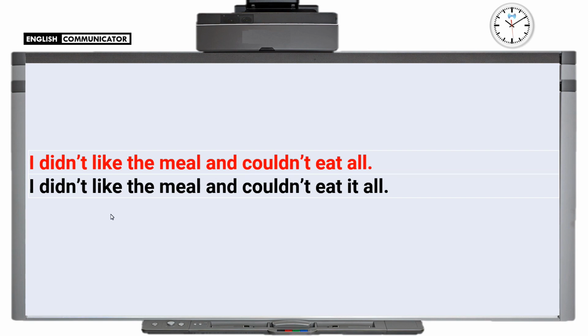I don't like the meal and could not eat all. Wrong. I don't like the meal and could not eat all. So you have to mention, I could not eat it all. Okay, so that is a little bit of difference about it. But when you read this sentence again, then you understand: I don't like the meal and I could not eat it all. Okay, so you have to mention eat it all.